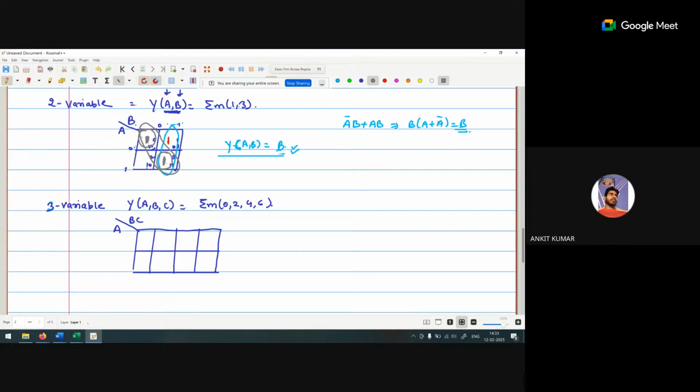That means A is variable and B is also variable. So in this equation, when I create a group of this one, both the A and B variable effect will be there.